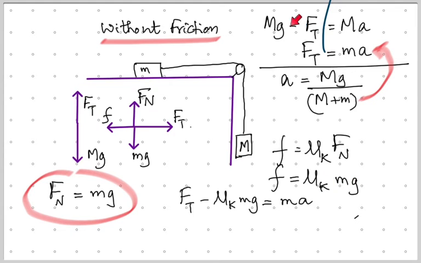Therefore, is this equation going to change? No. Nothing happens to that one. It's only the smaller one, so I wrote that down. Does that make sense? Ft minus friction is equal to m times a. And you're good. You're done.